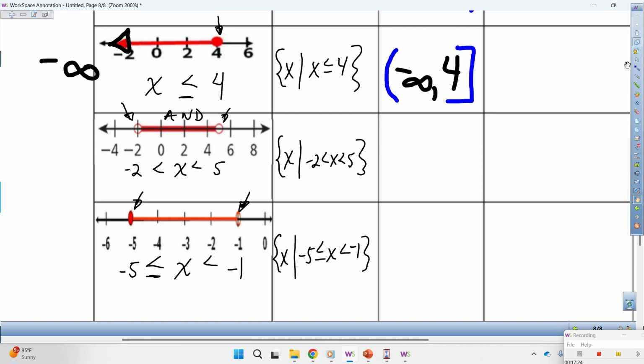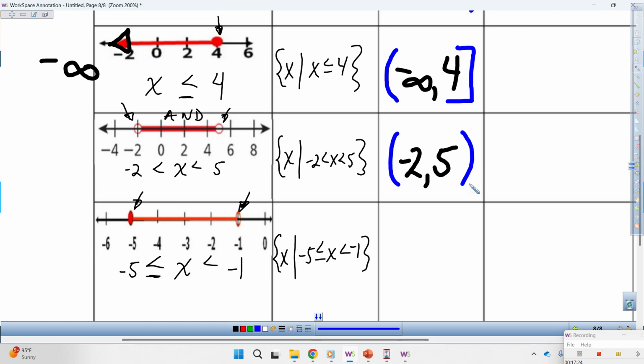Let's go to the next one. Start with the dividing points. What's my first dividing point? -2, comma. Do we have another dividing point? Yes. 5. Turn to your neighbor, let them know if we're going to do parentheses or brackets and why. Pass someone, Lorenzo. Carlos? Both are going to be parentheses. That is correct.